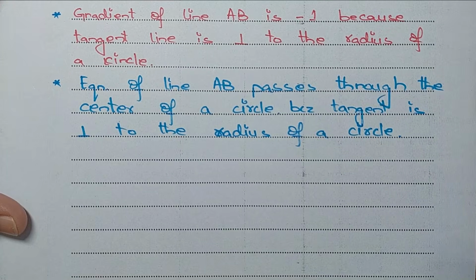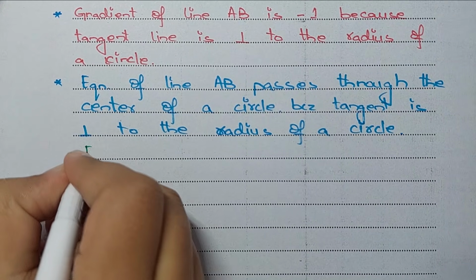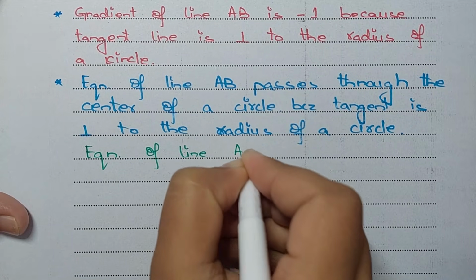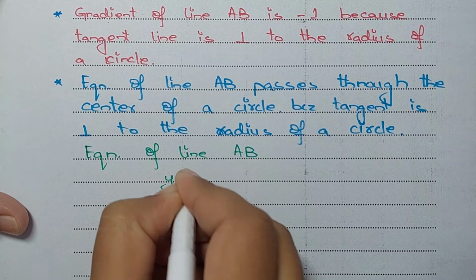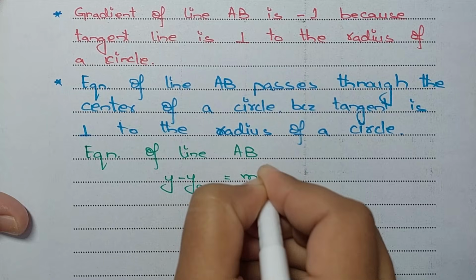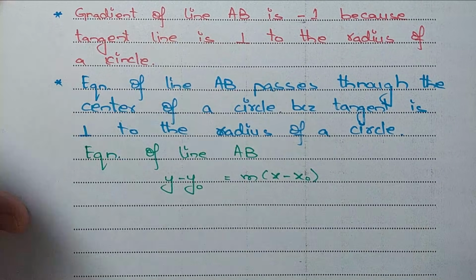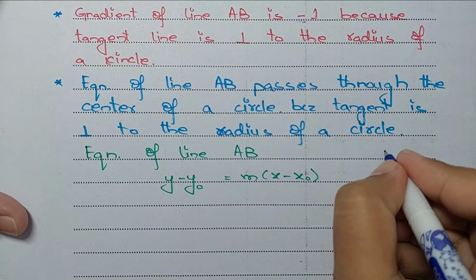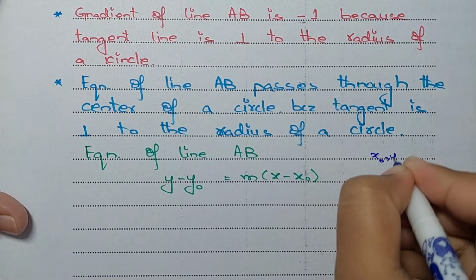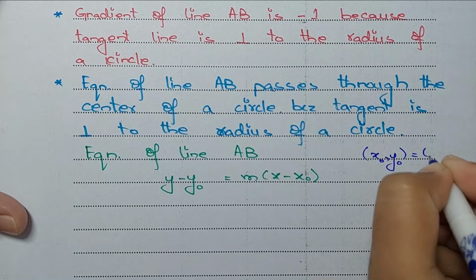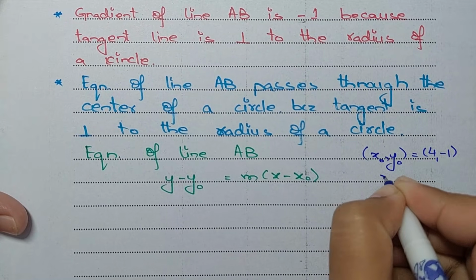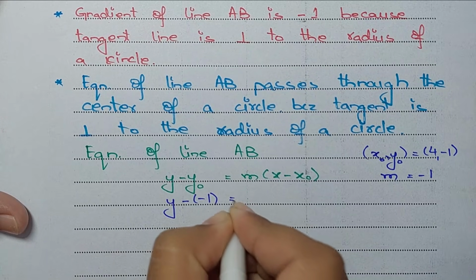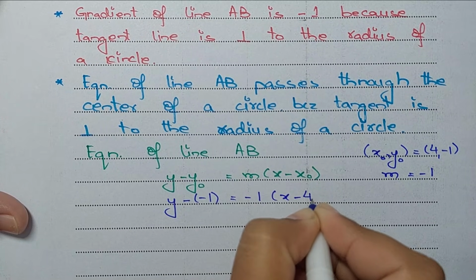Okay, now let me write down the equation of tangent. Equation of line AB. So equation of a line AB, y minus y naught equals m into x minus x naught. Okay, so we need the point x naught and y naught. So the point x naught and y naught is the center, which is 4 and minus 1, and the gradient is negative 1. So y minus minus 1 equals negative 1 into x minus 4.